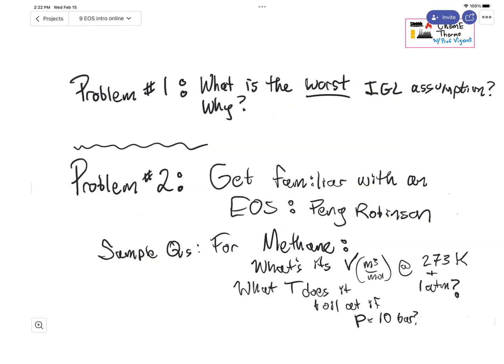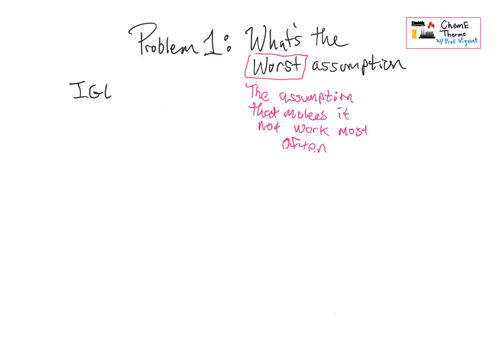So even though this is a video, I do have two problems I want you to work on, and here's what they are. First, I want you to do a thought experiment about what's the worst assumption that goes into the ideal gas law, and why is it the worst? And then I want you to use an actual equation of state to do some calculations. So let's talk about the ideal gas law first. And what's the worst thing about the ideal gas law?